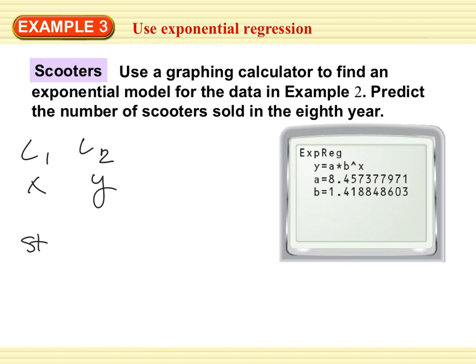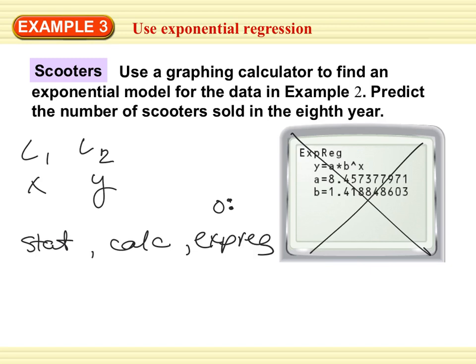Now we want to hit the stat button, then the calc button, and arrow down to ExpReg, which is number 0. We can just arrow down and highlight it and hit enter. Make sure our X list is L1 and our Y list is L2. I'll show you what our screen looks like in a second.